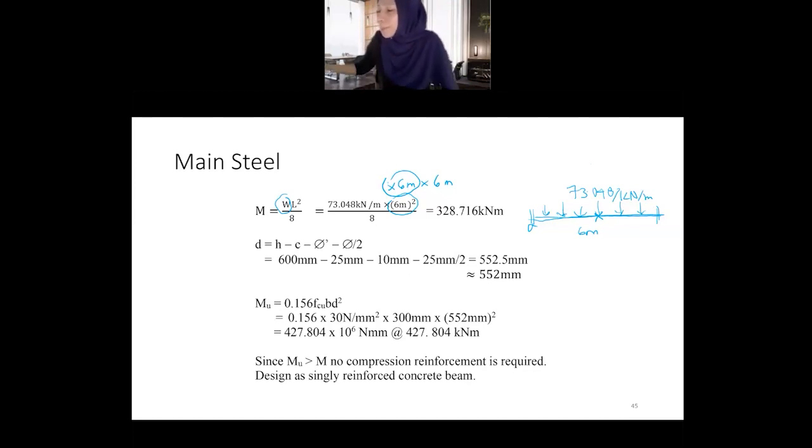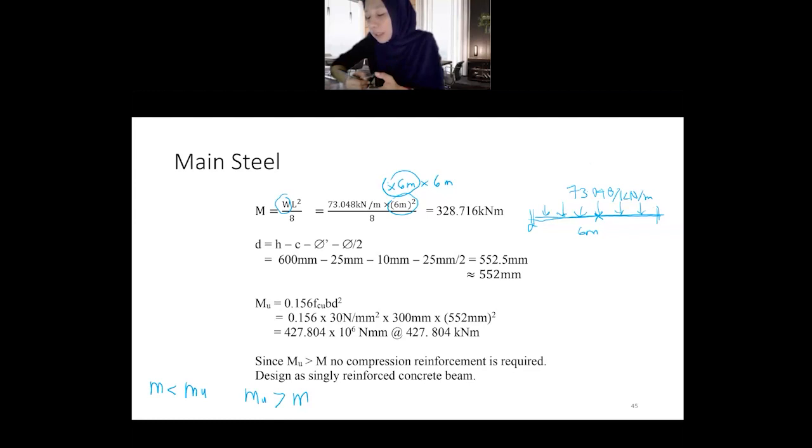Okay. Alright. So after I calculate, I get this value, 328.716. Try calculating it. Okay. And then you know that when you calculate M, you have to compare it with MU. Okay. Just to make sure that M is less than MU, or MU bigger than M. That is the rule.